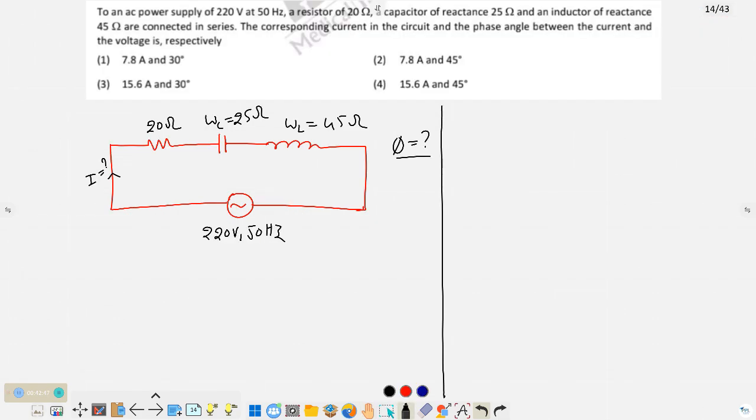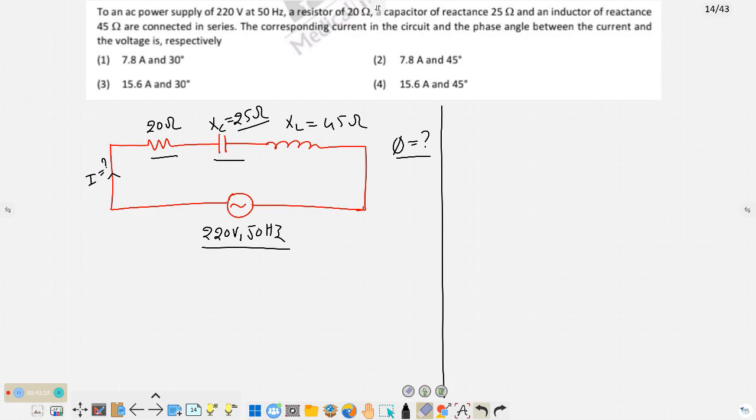This question is related to AC currents. In this case, they are given a source of 220 volts, 50 Hz connected to a 20 ohm resistance and a capacitor. The capacitive reactance, that is the resistance offered by the capacitor, the XC value is given, not omega C. XC value is given as 25 ohms, and the inductor reactance XL value is given as 45 ohms.